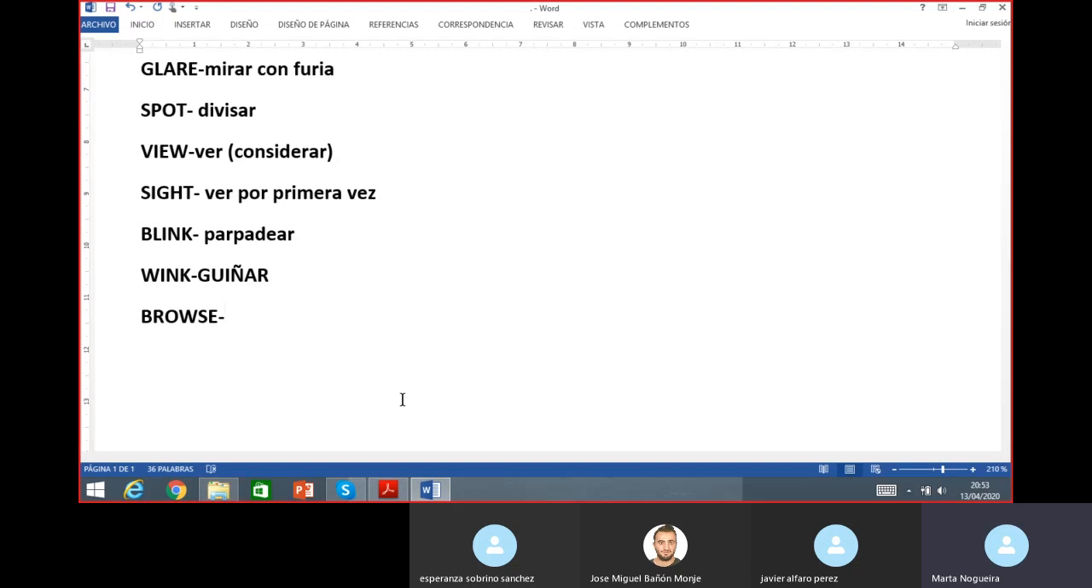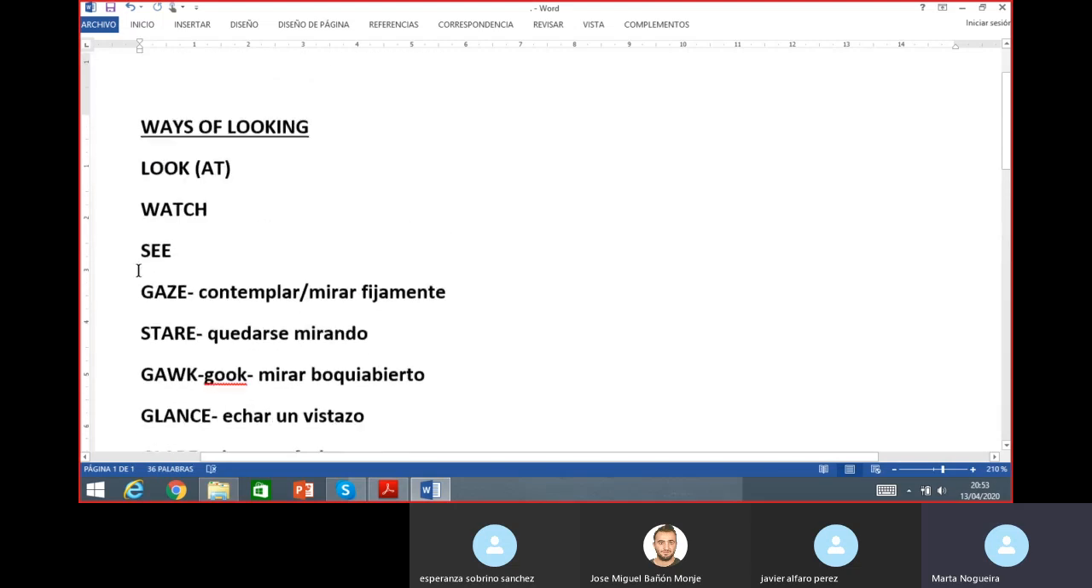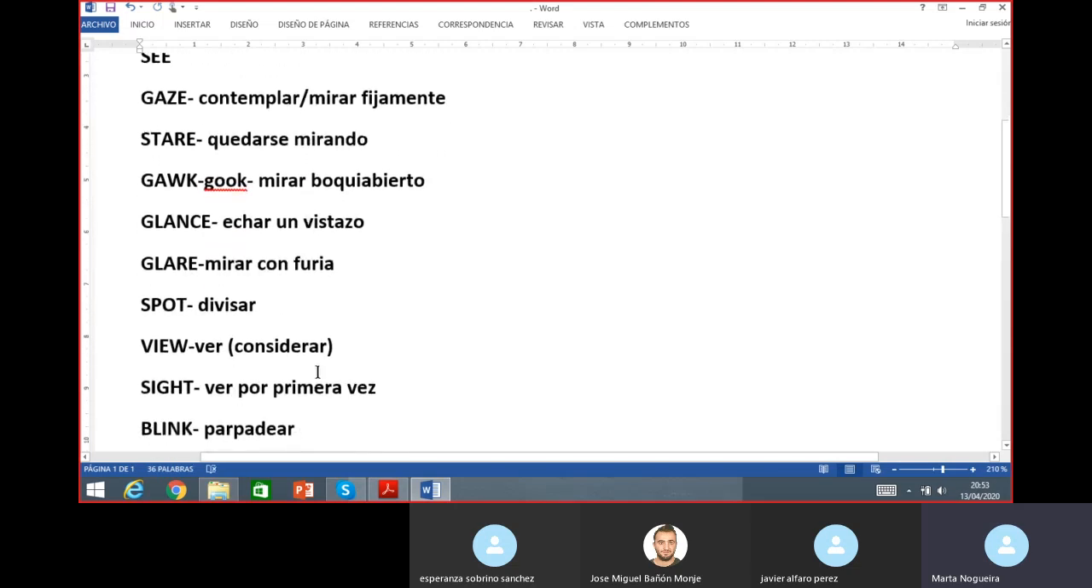And this is echar un vistazo again. Echar un vistazo means ojear sin H. Ojear con H en español. Ahora soy profe de español. No, es broma. Ojear con H es pasar hojas, ¿vale? Para que se os quede. Yo me lo aprendí así. Ojear con H, pasar hojas, y ojear sin H, browse. Y ojear, ya sabíamos que era... ¿lo tenemos por aquí o no?